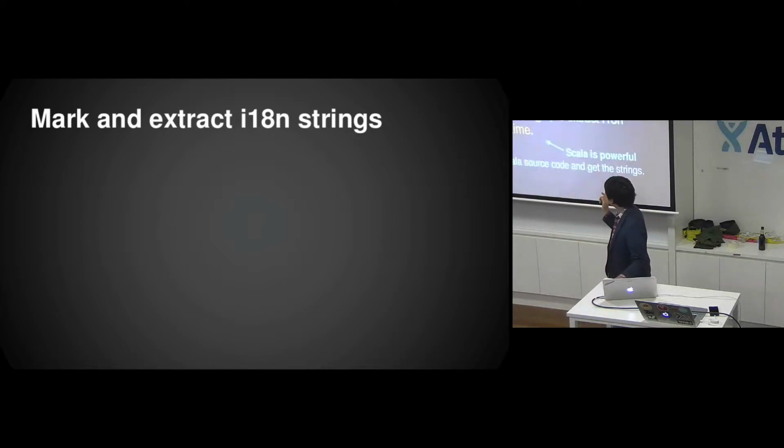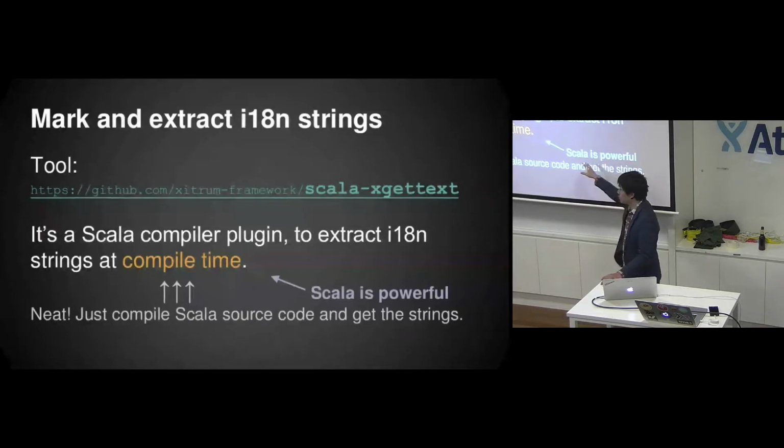Scala is very powerful about this. For example, in Java, you just compile and you basically don't have any way to hook into the compilation process. But Scala allows you to do that. It allows you to hook into the translation phases, and you can transform or extract out information. So it's a very neat way, because you can just compile and you get the strings.